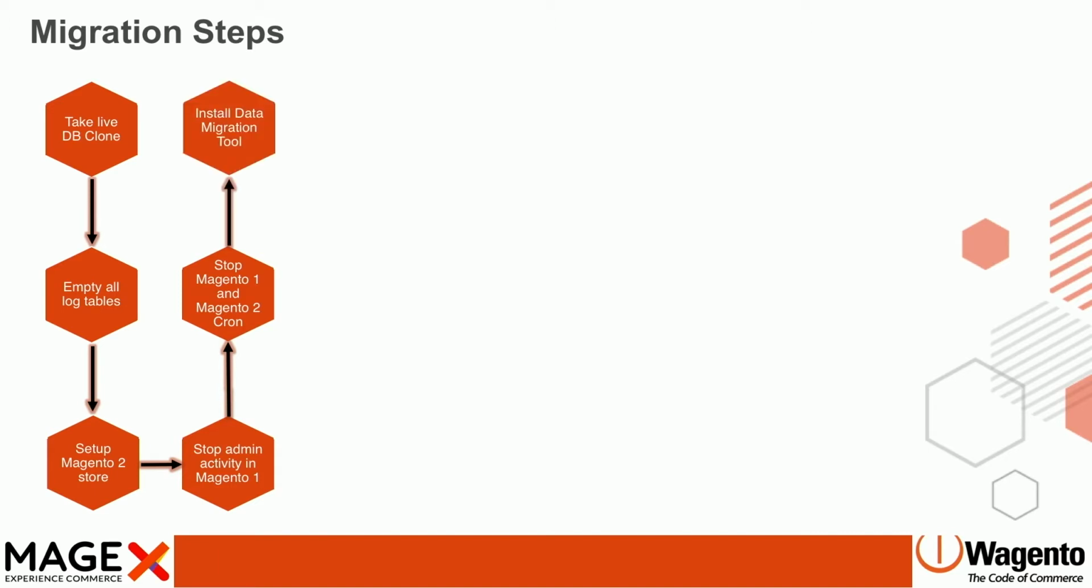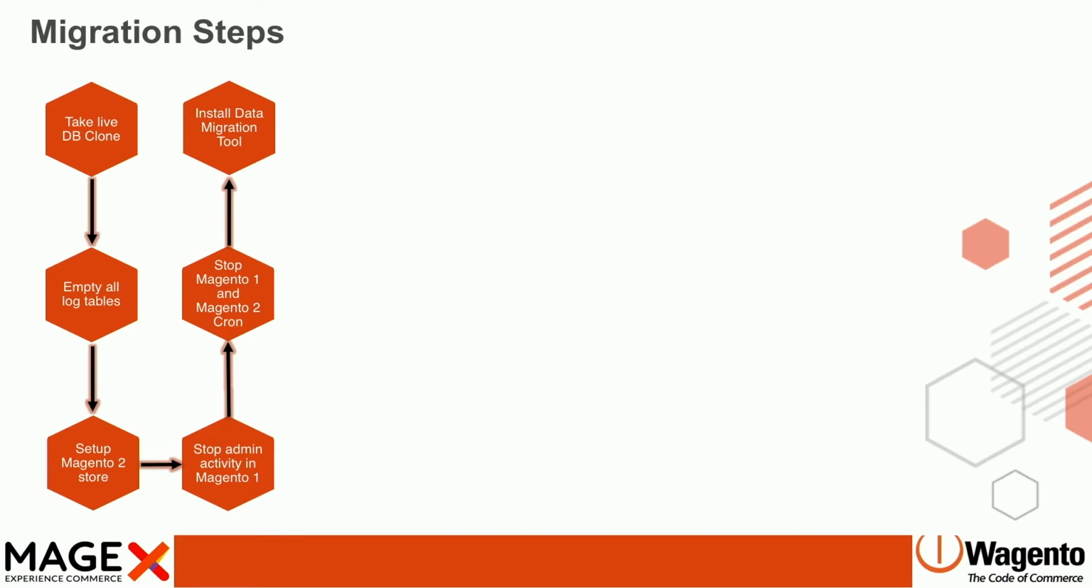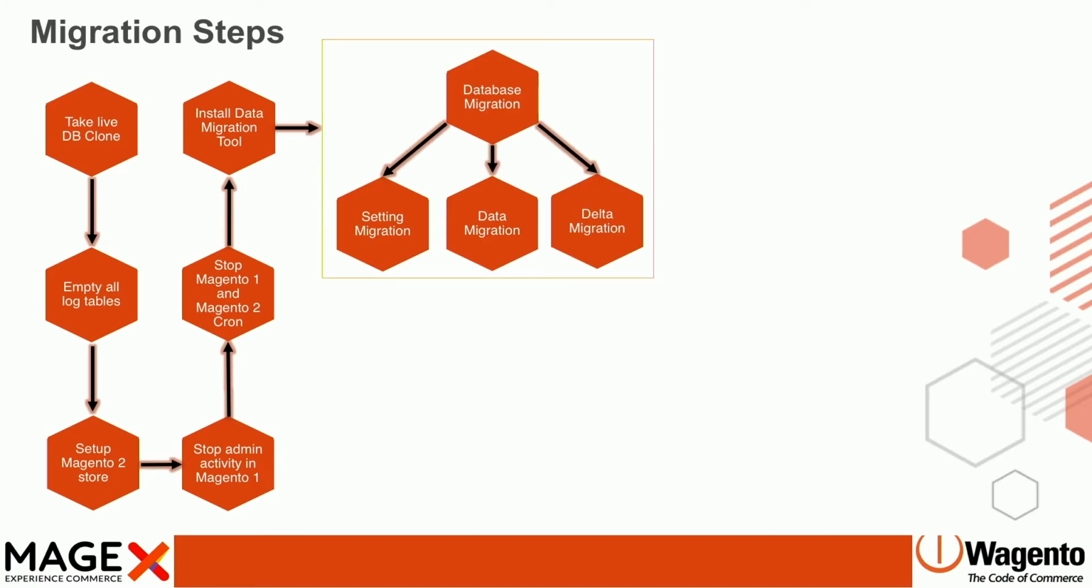Once you are there, you install the data migration tool, either on a local system or, if you are working on a staging server, over there. And these are the steps we discussed in a previous slide: you can do a settings migration, data migration, or a delta migration together, so that all your data transfers from the M1 side to the M2 side.